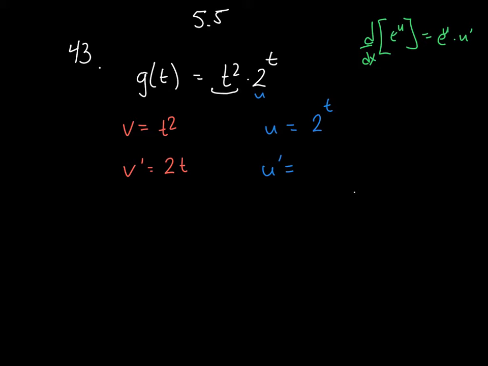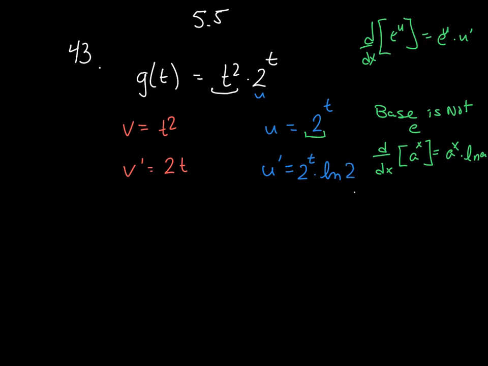But wait, that's not what we have here, because right now my base is not e. So whenever the base is not e, it's different. The d dx of any constant, it has to be a constant, to the x power is just going to be a to the x times the natural log of a. Okay, so that's the big difference here. So then this would equal 2t times the natural log of 2.